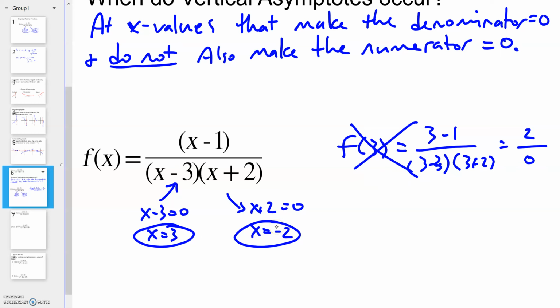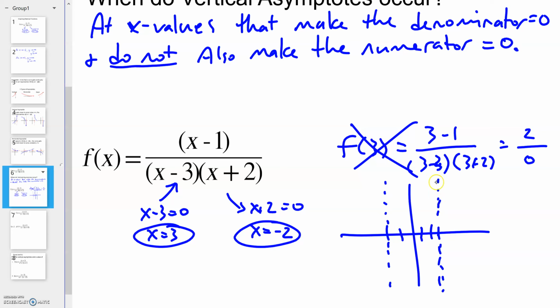And what happens instead is I have a vertical asymptote. So if I were graphing this, even though we've already seen it, I would be able to say, at x equals 3, there's going to be a vertical line that the graph gets really close to, but it's not going to touch. And at x equals negative 2, the same thing. Those are where my vertical asymptotes occur. So let's look at a couple more examples and just make sure that we understand.